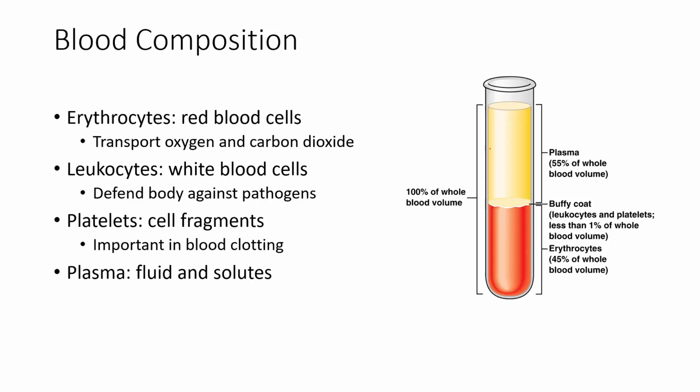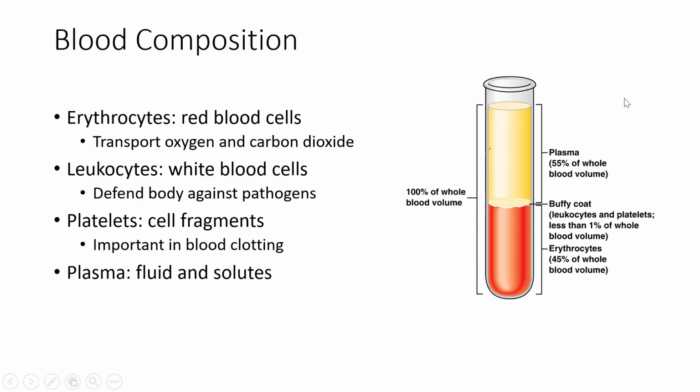And then the last component here is the plasma. Plasma is the fluid and the solutes. So if we take the blood, take away all the cells and the platelets, what we have left is the liquidy or the fluid component of the blood, which is called the plasma. Now, if we took a vial of blood and we centrifuged it, so we spun it really quickly, which separated the components by density, we would see that all that floats up to the top is called the plasma.